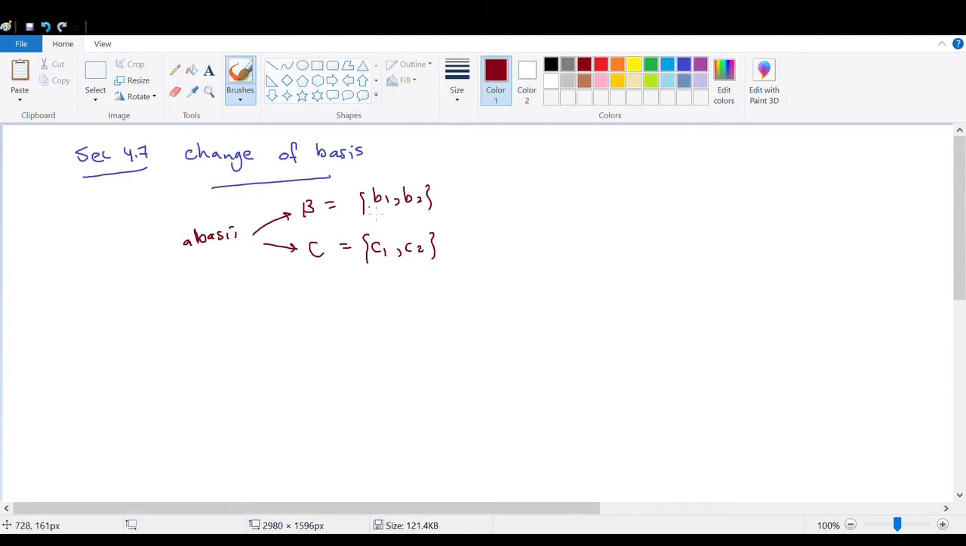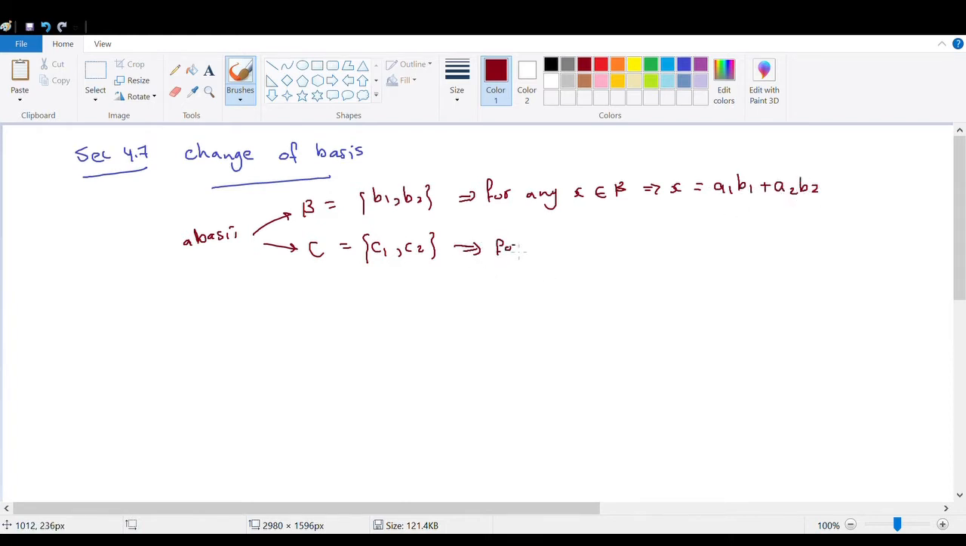For any x موجودة في ال bases B، any x موجودة في ال bases C، so for any x in the bases B, it can be represented as x is equal a1 b1 plus a2 b2.